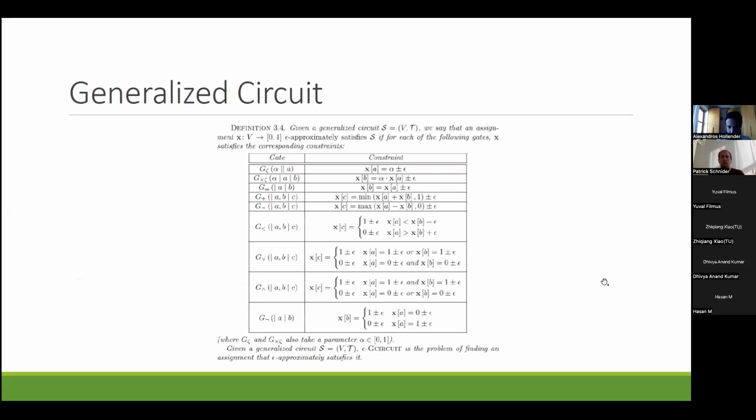It's, I would say, a severely simplified version of this generalized circuit problem that allows you to get very strong results. So this is what this generalized circuit problem looked like. I don't expect you to read this, just to see that there are many different types of gates or constraints. And well, it would take quite some time to understand this definition. Hopefully the problem that I will introduce next will be easier to understand.